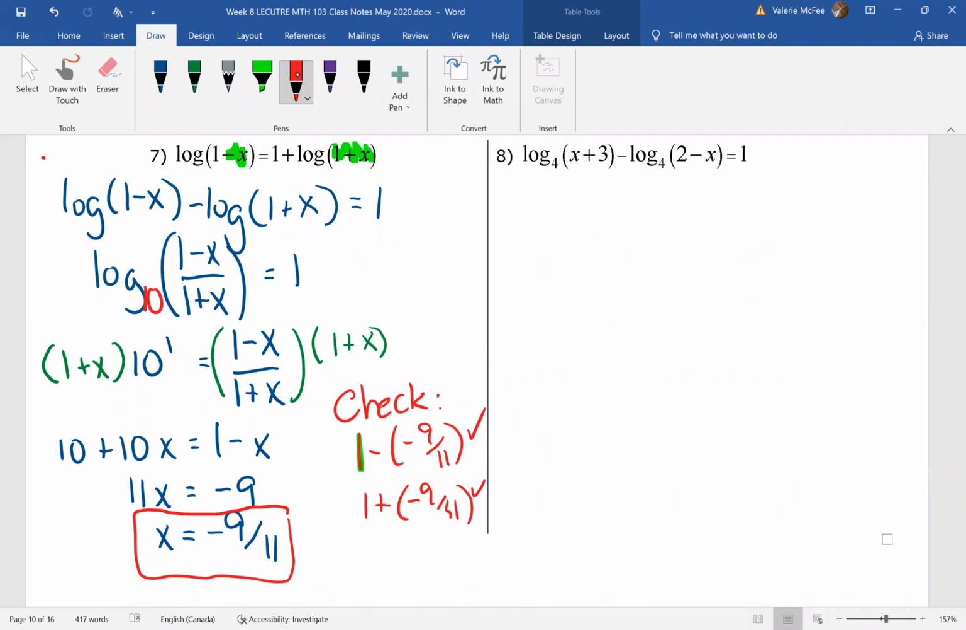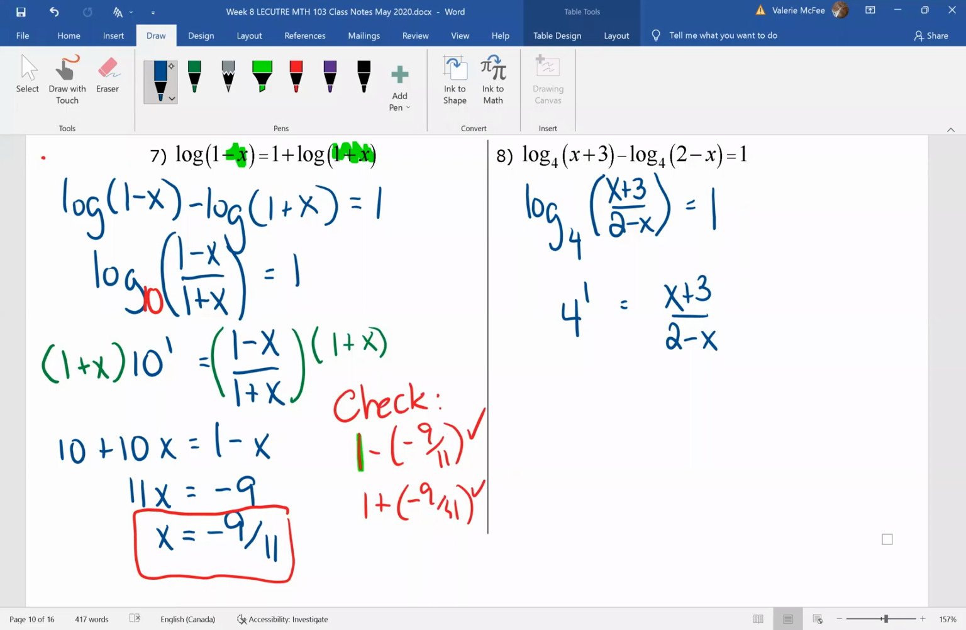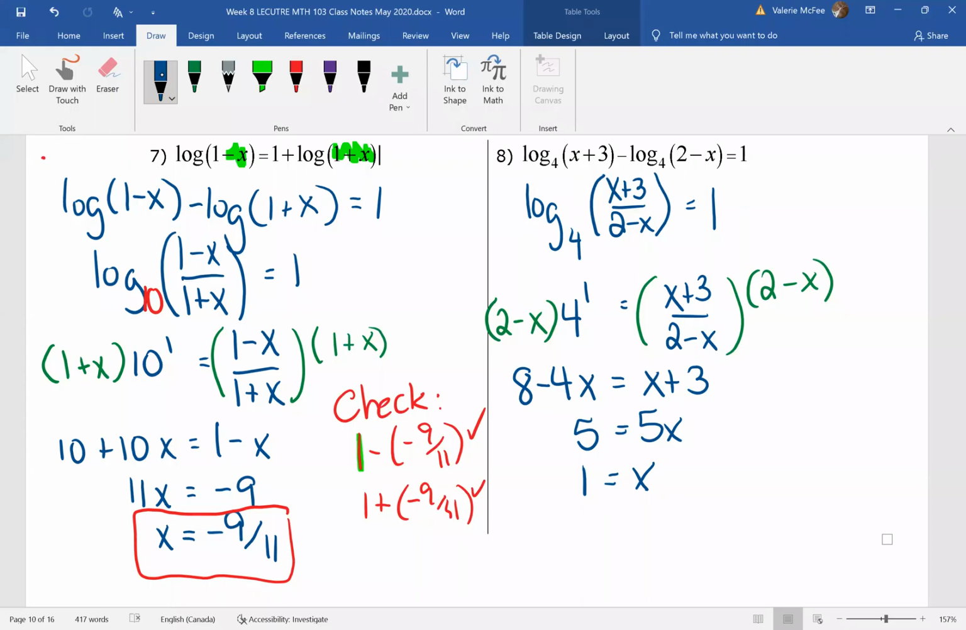Solve question 8. On the left, you wrote it as a single logarithm with a quotient. You changed it to exponential form. You found x equals 1, and when you substituted it into your arguments, they were always greater than 0. So we had one solution.